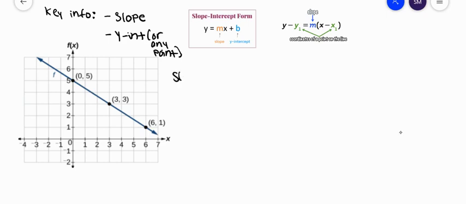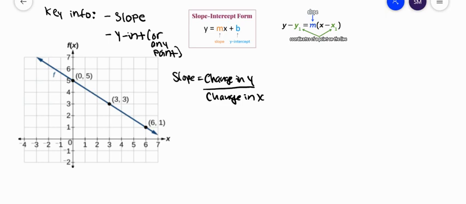So I'm going to start by finding my slope. Remember that slope is equal to the change in y divided by the change in x. So in order to find my slope, I'm going to look at 2 points on the graph. I can use any two I want. And I'm going to see what's the change in y. How much am I going up or down in between those points? And what's the change in x? How much am I going left or right?